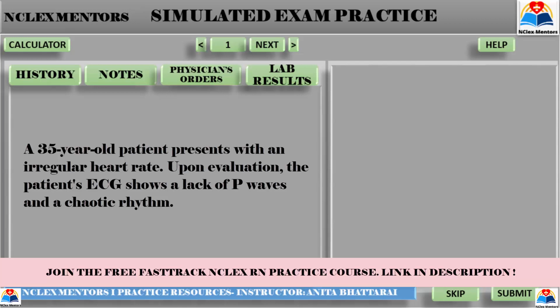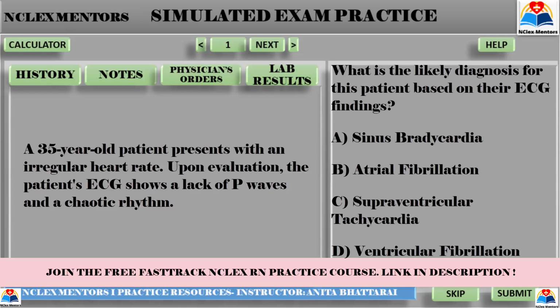A 35-year-old patient presents with an irregular heart rate. Upon evaluation, the patient's ECG shows a lack of P waves and a chaotic rhythm. What is the likely diagnosis for this patient based on their ECG findings? A. Sinus bradycardia. B. Atrial fibrillation. C. Supraventricular tachycardia. D. Ventricular fibrillation.